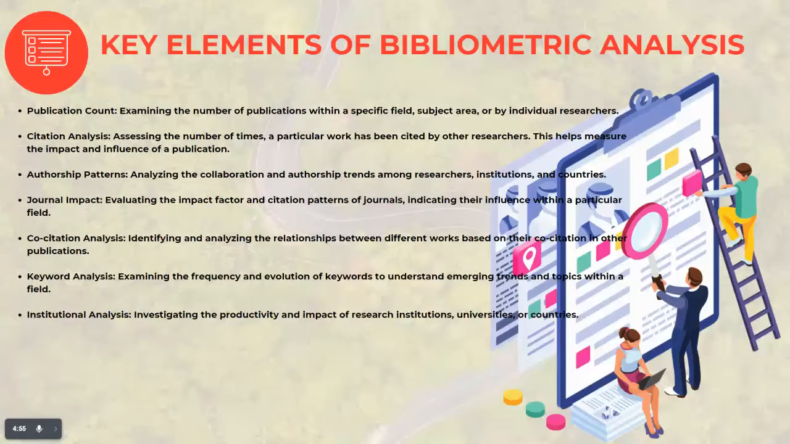After that, another key element of bibliometric analysis is co-citation. So what is co-citation? Co-citation means that you will identify the relationships between works based on their co-citation in other publications. Okay, then we will do the keyword analysis, right?